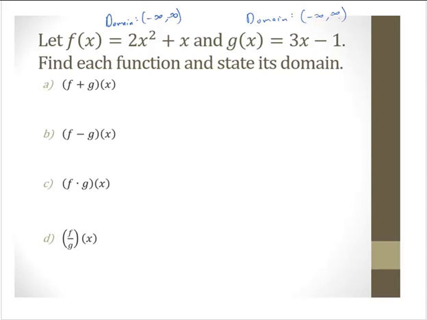Now, exercise A asks us to find f plus g of x, which is f of x plus g of x, so that would be 2x squared plus x plus 3x minus 1, or more simply, 2x squared plus 4x minus 1. Since the domains of our original functions were both negative infinity to infinity, the domain of the sum function would also be negative infinity to infinity.